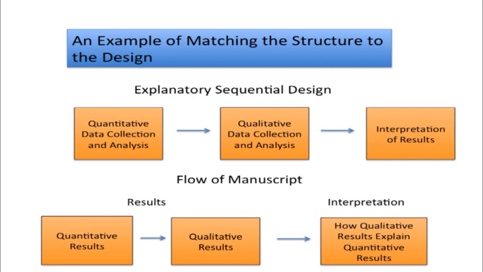Well, you would expect to see the flow of the results and interpretation section to actually mirror this process. For example, the results would start with quantitative research results. It would then go into qualitative results, and then the interpretation would talk about how the qualitative research helped explain the quantitative results. So, from the results and interpretation section of a manuscript, you can see how this would mirror the type of design features. So let me take you into some of the major designs.